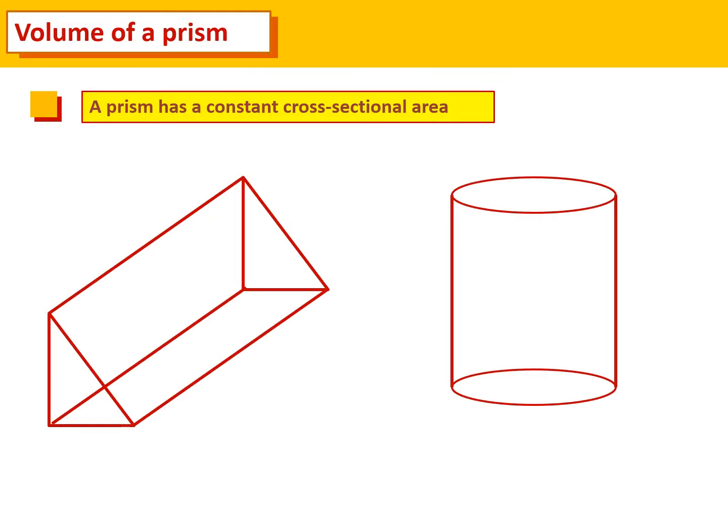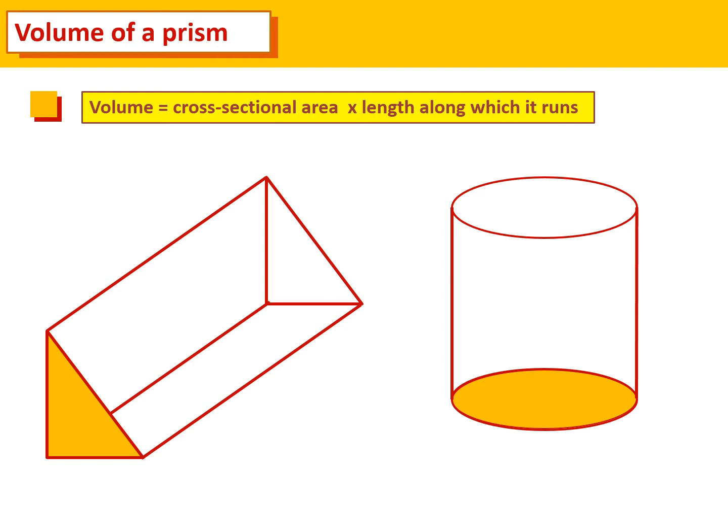A prism then has a constant cross-sectional area. What does that mean? Well, constant means it doesn't change. And if we look at the shape on the left-hand side, that triangle there runs from front all the way to the back. It's a constant cross-sectional area running through the prism. Similarly, for the cylinder, that circle there, the base, is a constant cross-sectional area running from the base up to the top of the cylinder.